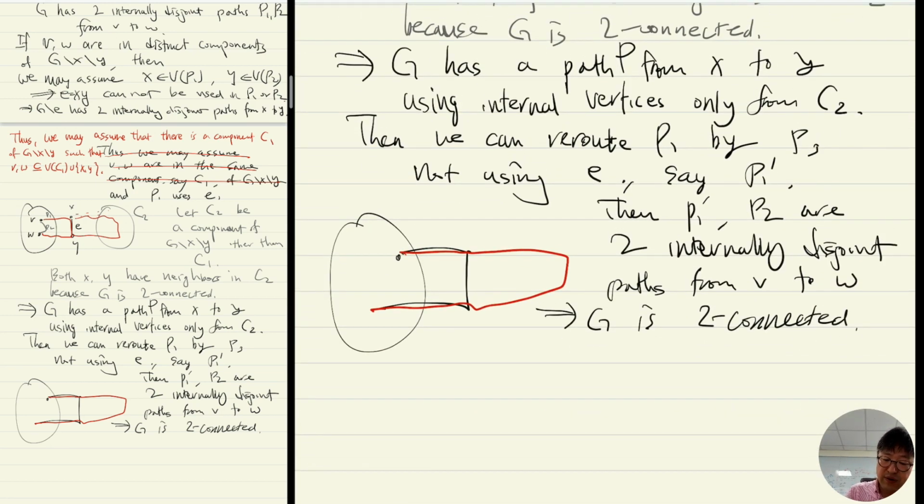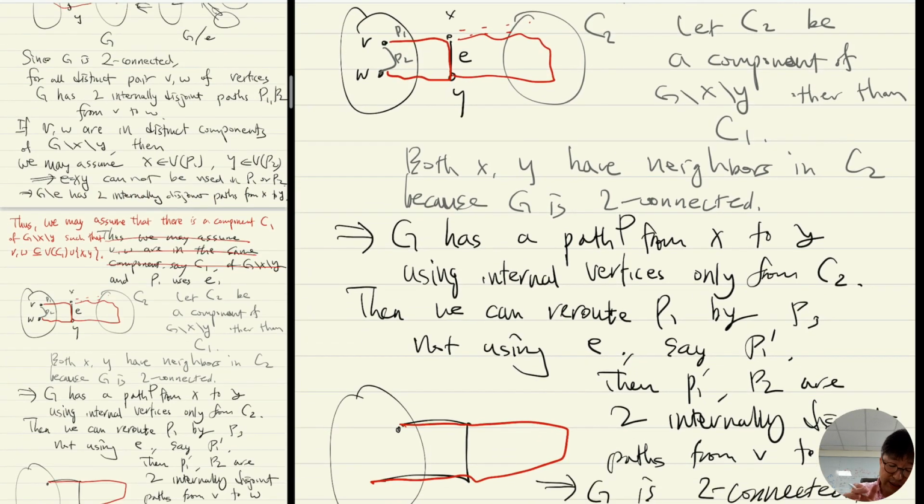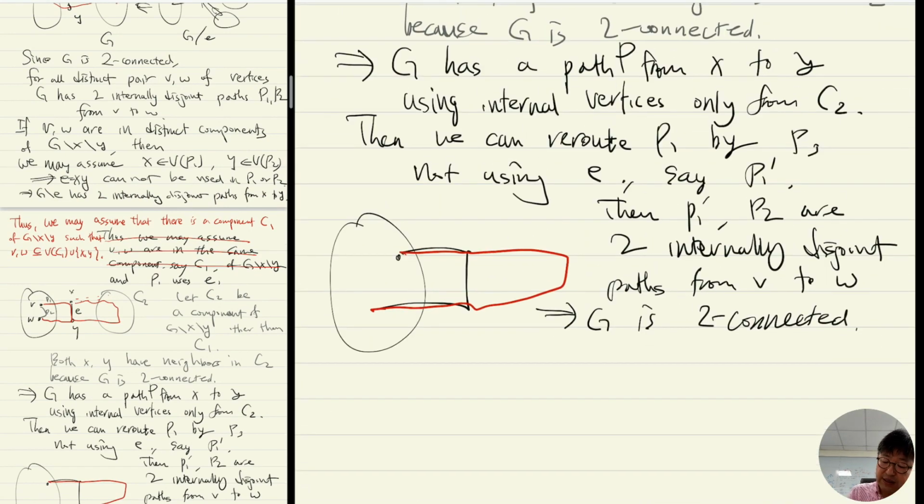So that means we proved that for any pair of vertices, there are two internally disjoint paths, so the graph is 2-connected. Okay, so that's the proof.